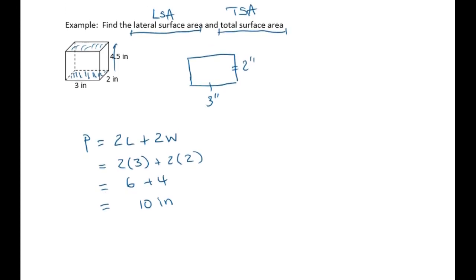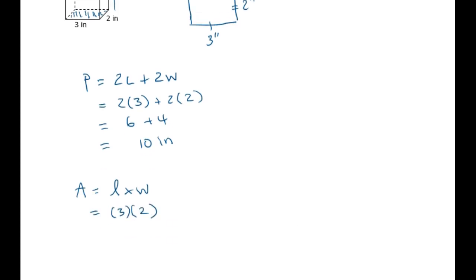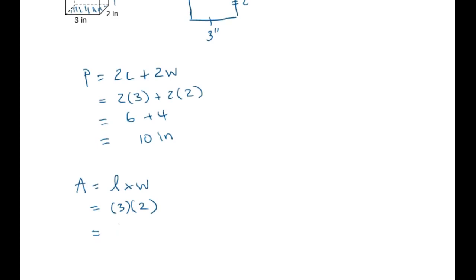So we have our perimeter in inches, and then our area is length times width. That will be 3 times 2 for our base, which gives me 6. In this case, that is an area, so it is in inches squared. Now we have our perimeter and our area associated with our base. So now we can look at the three-dimensional shape.